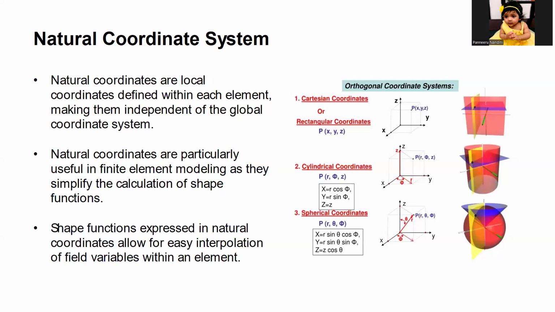Natural coordinate system. Natural coordinates are local coordinates defined within each element, making them independent of the global coordinate system. Natural coordinates are particularly useful in finite element modeling as they simplify the calculation of shape functions.